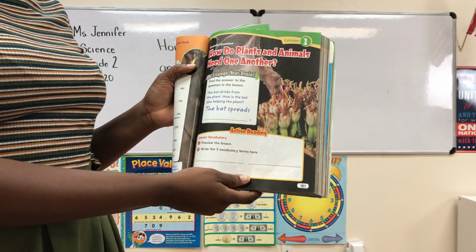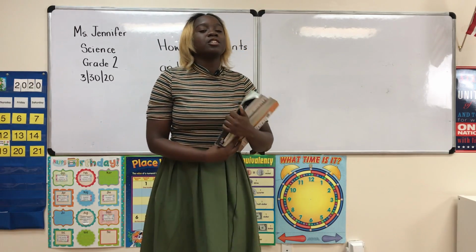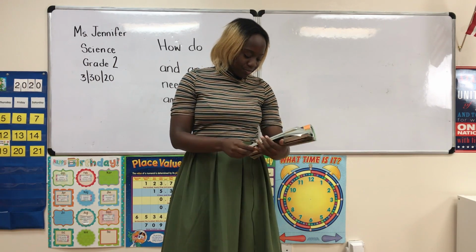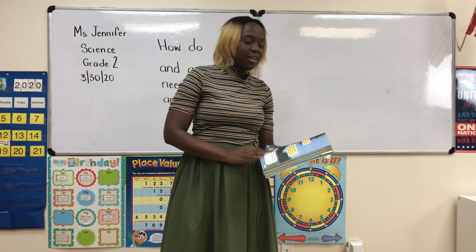Okay, next is active reading. This week's science vocabulary terms are environment, pollen, and food chains. Let's start with environment. Before we start, please make sure you have a journal out. And if you don't have a journal, it's okay. Line paper and pencil.